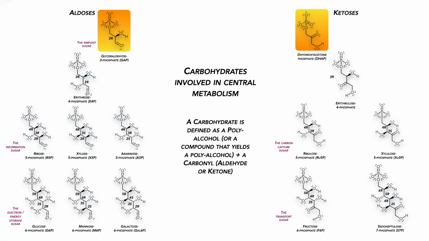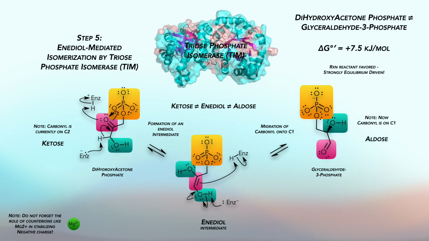Only glyceraldehyde 3-phosphate continues directly through glycolysis. Triose phosphate isomerase therefore rapidly converts dihydroxyacetone phosphate into a second molecule of glyceraldehyde 3-phosphate. Once again, an enediol intermediate shifts the carbonyl without altering oxidation state or carbon skeleton. The investment phase is now complete. We have two identical 3-carbon substrates that continue on into the payoff phase.